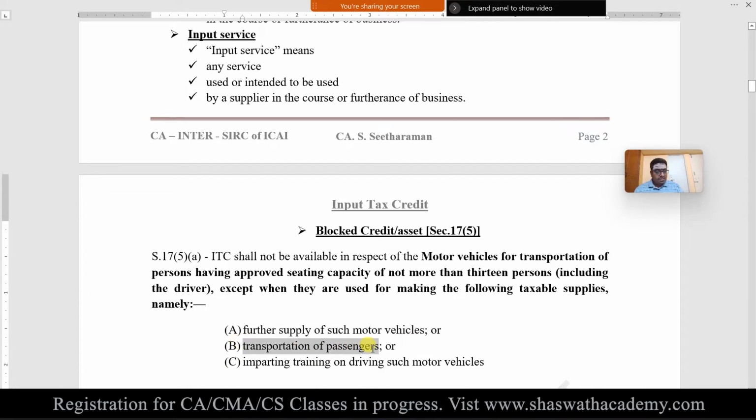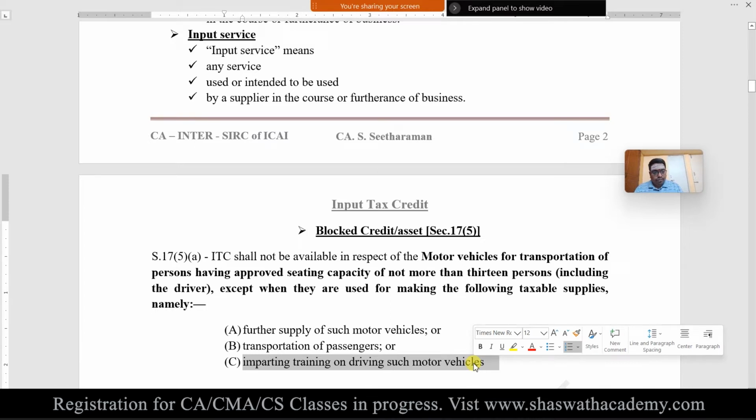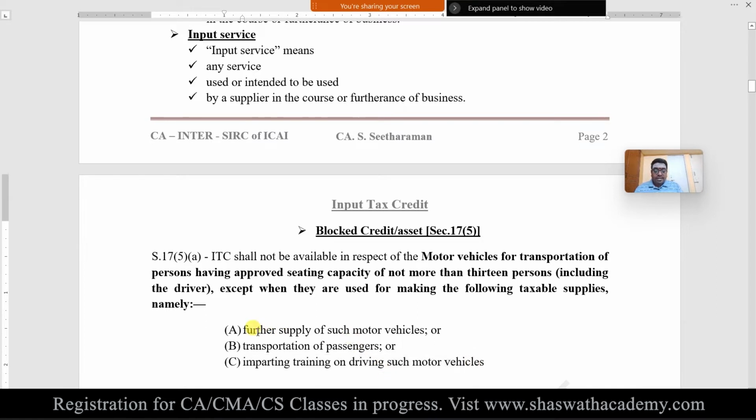Transportation of passenger service, sir, I am into the public service, I'm providing transportation of passenger service. Let's say for example, SIRC Travels, for example, I'm telling you. Then imparting training on driving such motor vehicle. Oh my goodness, exactly what I am doing now. Same way, people doing driving school. Basically, if one of these three purposes is there, then it becomes eligible. Other than these three purposes, if the seating capacity is 13 or less than 13, then it is blocked. Guys, are you all with me?